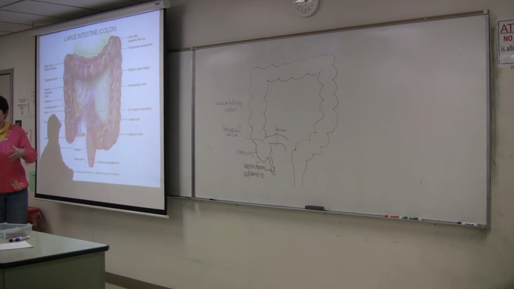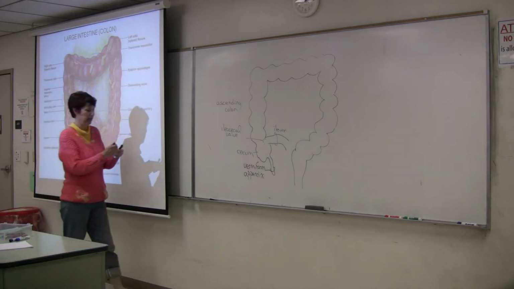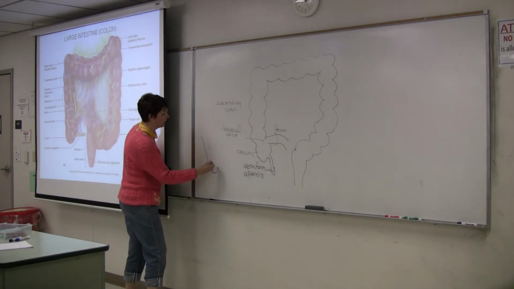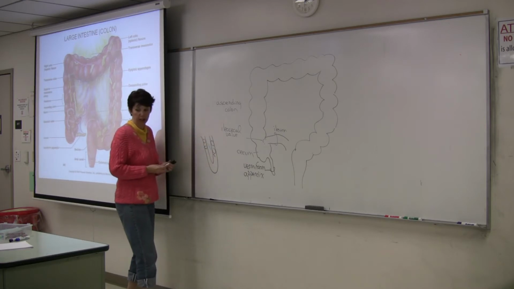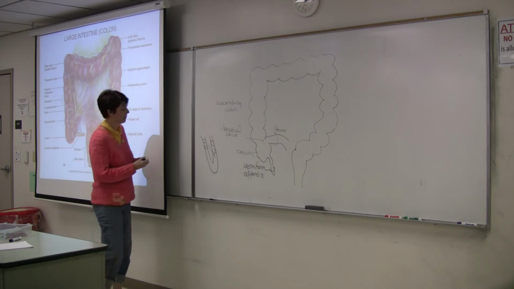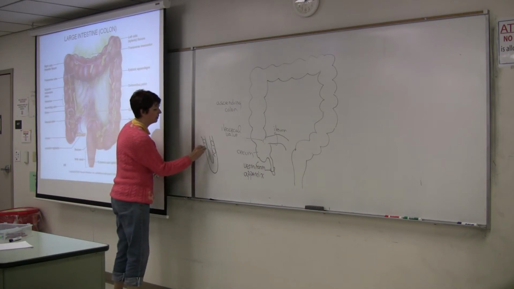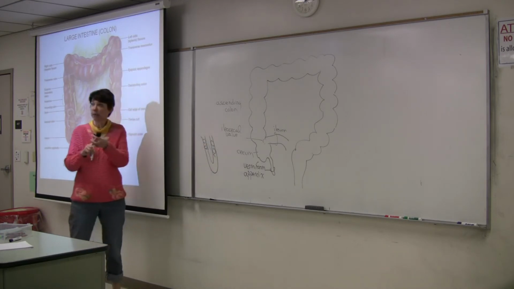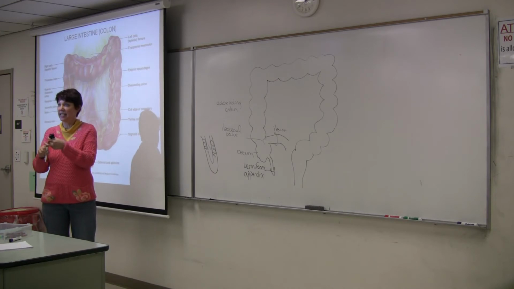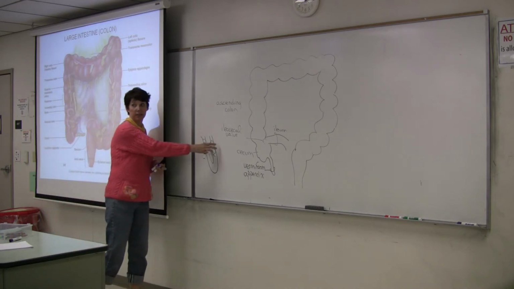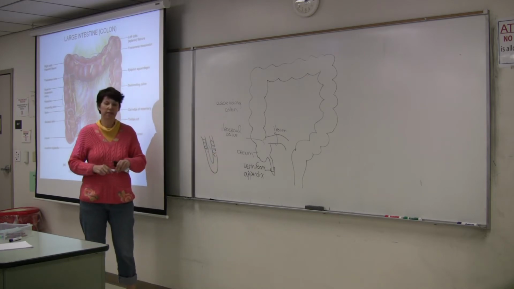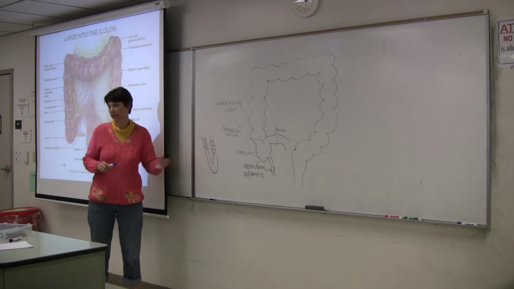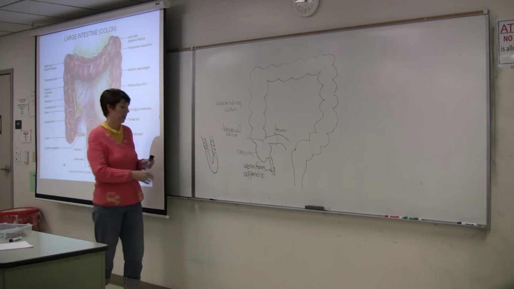So the appendix is a sac that looks like this, and it has the lymphatic follicles. But if our bacterial infection gets in here, just like your finger can become swollen if it gets an infection, and this swells, then this portion here can rupture. Okay? So it's not because this is full of bacteria, it's the bacteria in the tissue of the wall of the appendix itself.